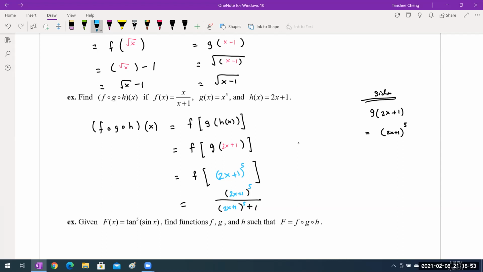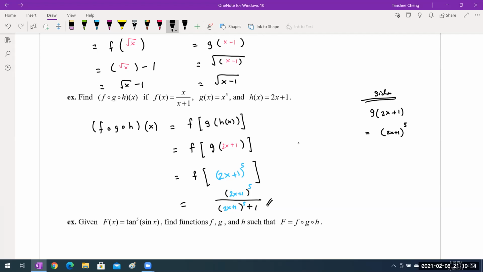Okay. So that will be my final answer, because I don't want to multiply this out 5 times. Right? And then we cannot reduce at all. So this would be my final answer. Composing functions, you can do it systematically one by one.